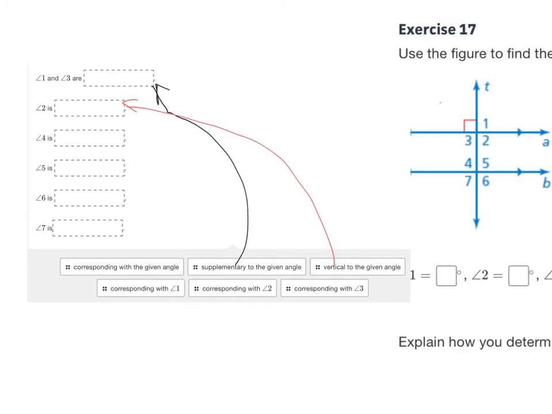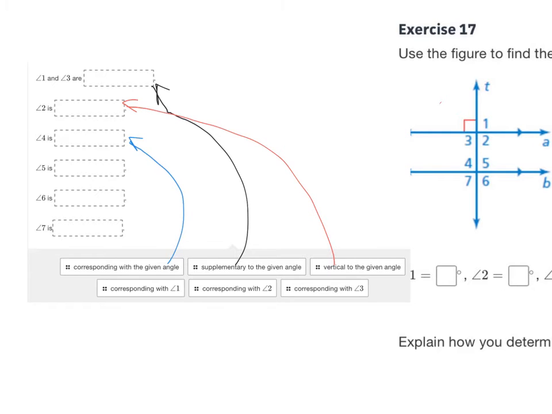Angle 4. Angle 4 is in the corresponding position, right? It's in the same position. See how it's this top left corner of the x? Top left corner of the x would give you 4. So, corresponding to the given angle is that one. And now we've got angle 5. Angle 5 does not have a direct relationship there, so I'm going to look and see which one is in the same position as angle 5. So corresponding to 5 is angle 1.